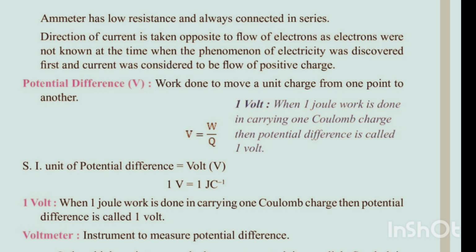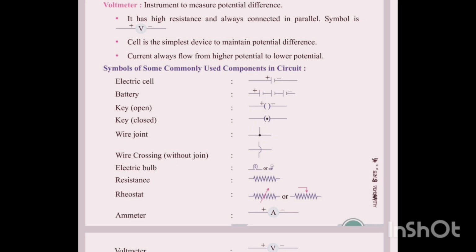What are we doing with this instrument? We are measuring the potential difference. Okay, so you may get a one mark question: which is the instrument we are using to measure the potential difference? It is a voltmeter. Or, what is the function of the voltmeter? The voltmeter's function is measuring the potential difference.